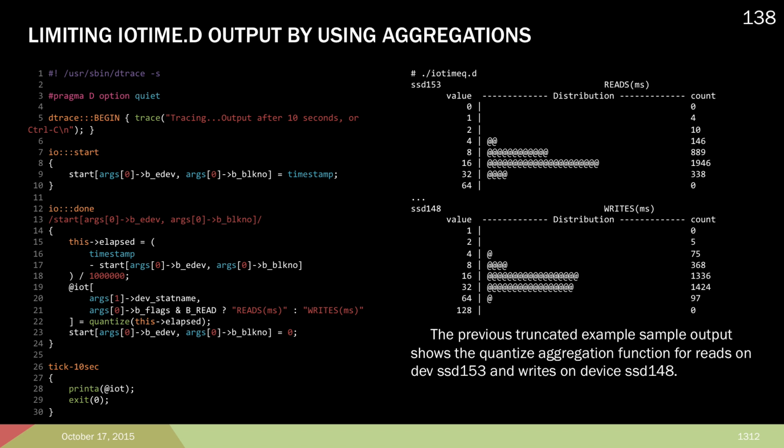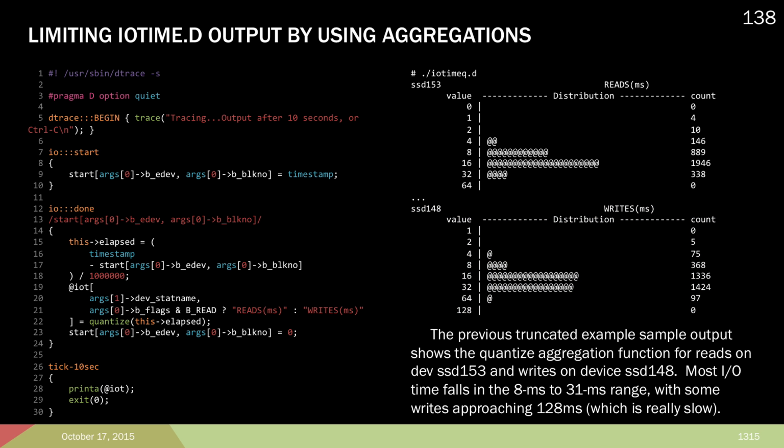The previous truncated sample output shows the quantize aggregation function. Reads on dev ssd153 and writes on ssd148. Most of the I/O time falls in the 8 millisecond to 31 millisecond range, and some writes are approaching 120 milliseconds, which is extremely slow.